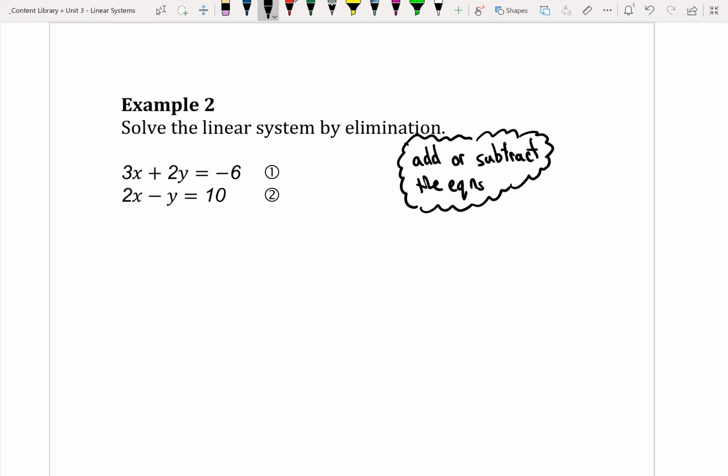However, if I look at the variables, none of the numbers in front are the same, right? x has a 3 and a 2, and the y's have a 2 and a negative 1. So none of those numbers are the same. So I can't add or subtract the two equations together because that's not going to get rid of either variable. So that's something that we've noticed that we have to keep in mind: the number in front of x or y must be the same.